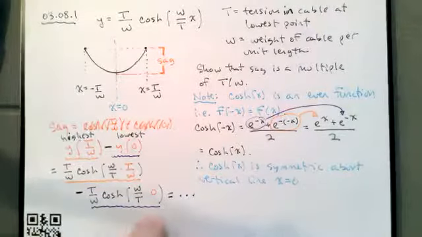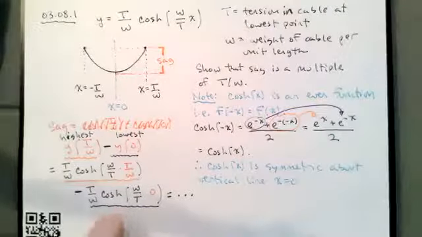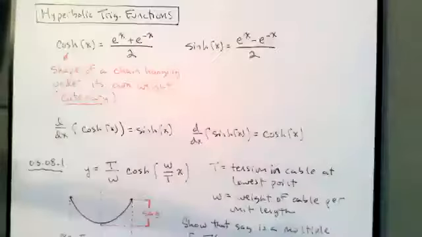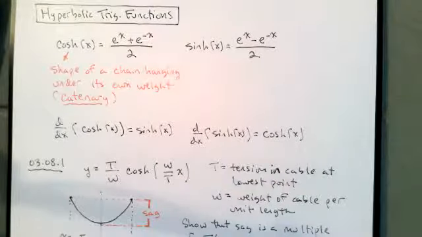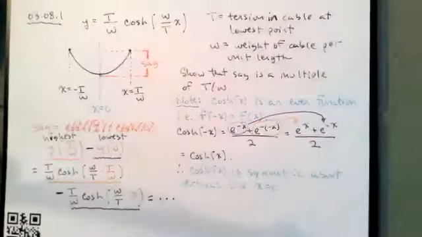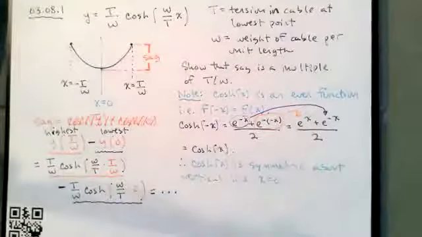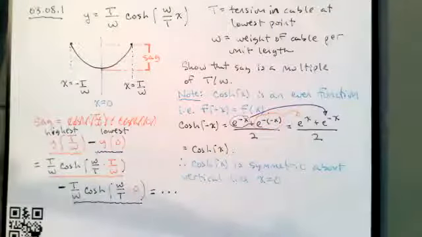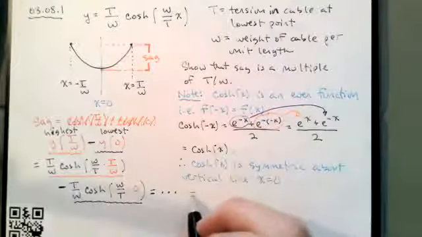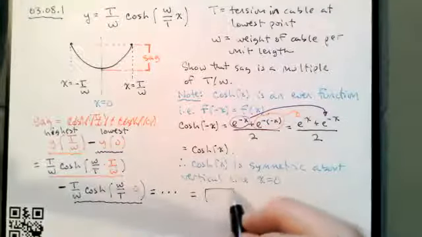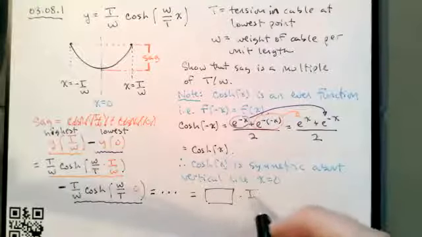Just plug in 0 into this function, the hyperbolic cosine, which is e to the x plus e to the minus x over 2. Just plug those values in and then subtract, and you should get a multiple of T over W. So whatever you come up with, you should get some constant times T over W.